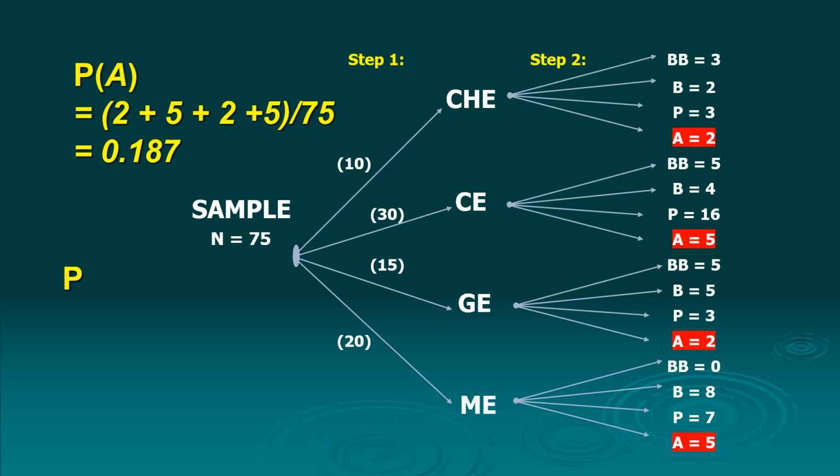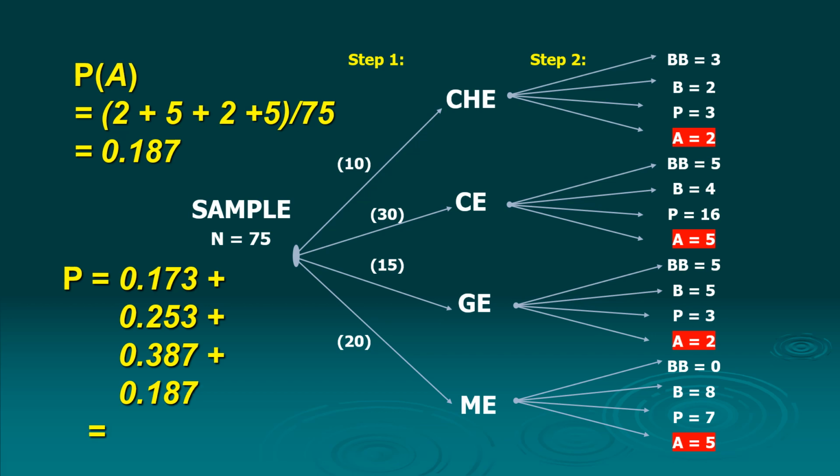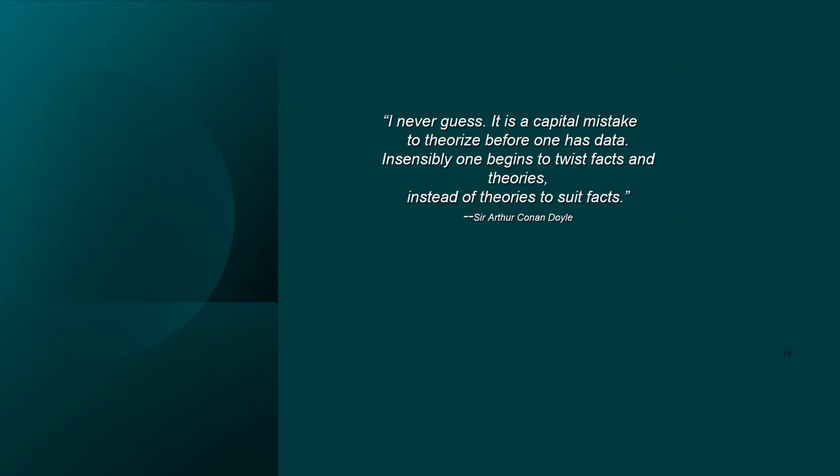Again, if you add up the probabilities of below basic, basic, proficient, and advanced, the sum of P should be equivalent to 1.0. If it does not add up to 1.0, something must be wrong with your solution. Sometimes it is due to the rounding off of your answers, so check your solution.